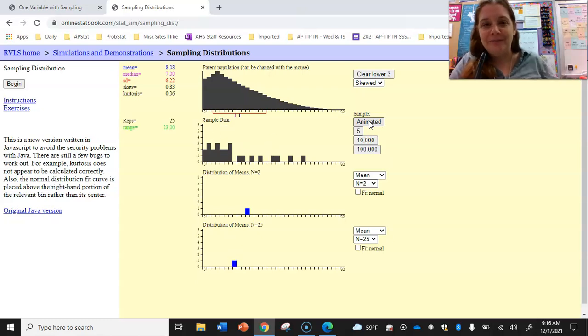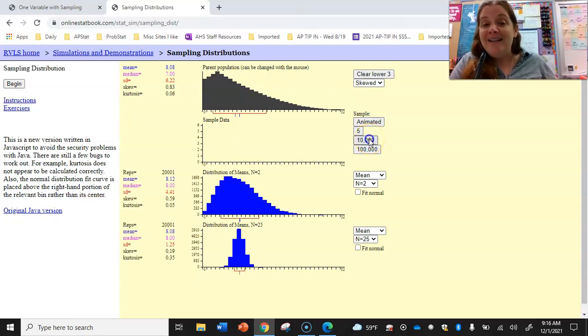25 takes forever. All right, so you'll notice this works very similar. If I take 10,000 samples over and over and over again, I've got all these samples. Notice that the distribution of means for size 2 is still skewed to the right, but the mean of this is 8.08 and then 8.10, 8.08. The mean is still the same all the way down.